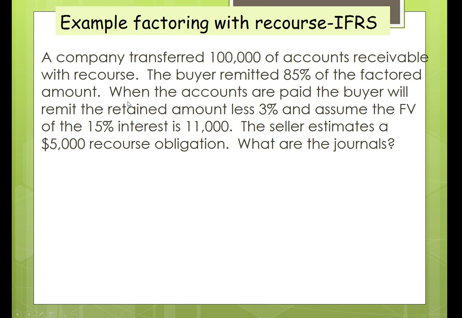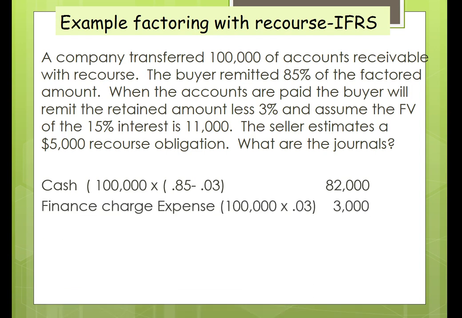What are the journals? Well, the cash that the client is going to receive is actually $85,000 minus the 3% times the $100,000. So they're only going to actually get $82,000. The finance charge expense is going to be $3,000. And the liability, which is the amount we're going to put on the books, is $85,000.